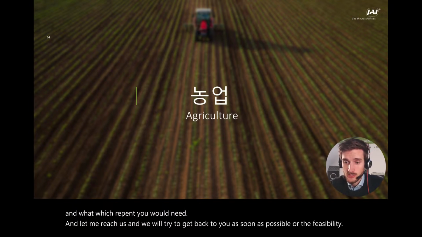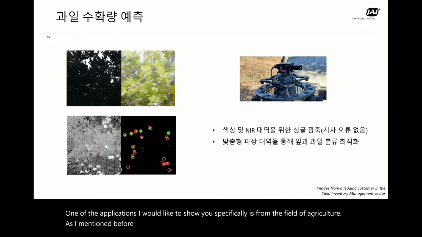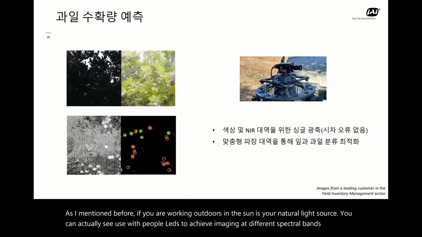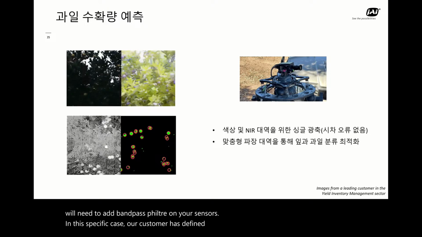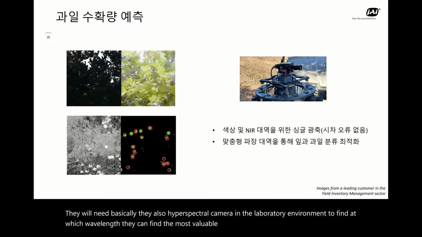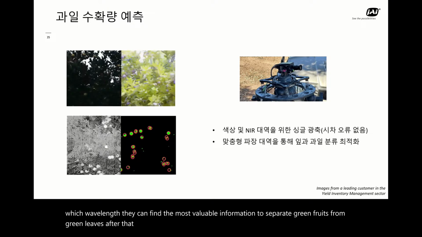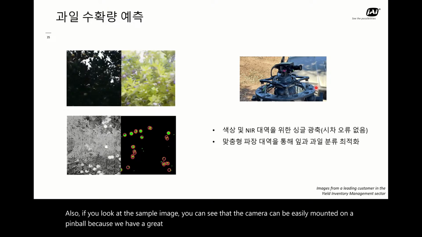One of the applications I would like to show here specifically is from the field of agriculture. As I mentioned before, if you are working outdoors and the sun is your natural light source, you cannot just use multiple LEDs to achieve imaging at different spectral bands. You will need to add bandpass filters on your sensors. In this specific case, our customer has defined, using hyperspectral technology, what waveband they will need. Basically, they use the hyperspectral camera in a laboratory environment to find at which wavelengths they can find the most valuable information to separate green fruits from green leaves. After that, we build the camera exactly matching their bandpass filter requirements. Also, if you look at the sample image, you can see that the camera can be easily mounted on a gimbal, because we have a great focus on making these cameras as robust as possible.